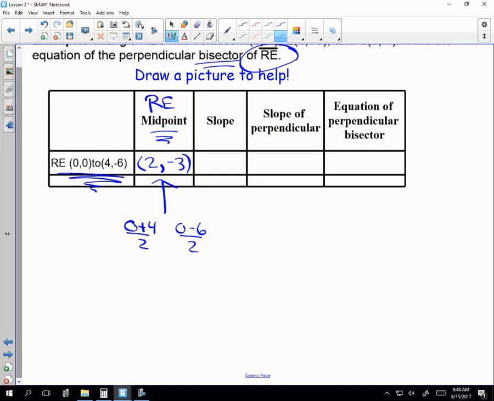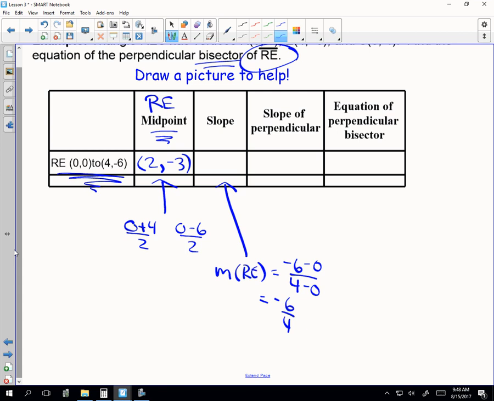So when we're looking at our slope, we're going to find the slope m of RE so we can find the perpendicular to it. So our slope, change in y, negative 6 minus 0 over the change in x, 4 minus 0. We have a slope of negative 6 over 4, but we don't want to leave it in those terms. We want to simplify it as much as possible. Don't go to decimal form. We want our slope in a simplified fraction form.